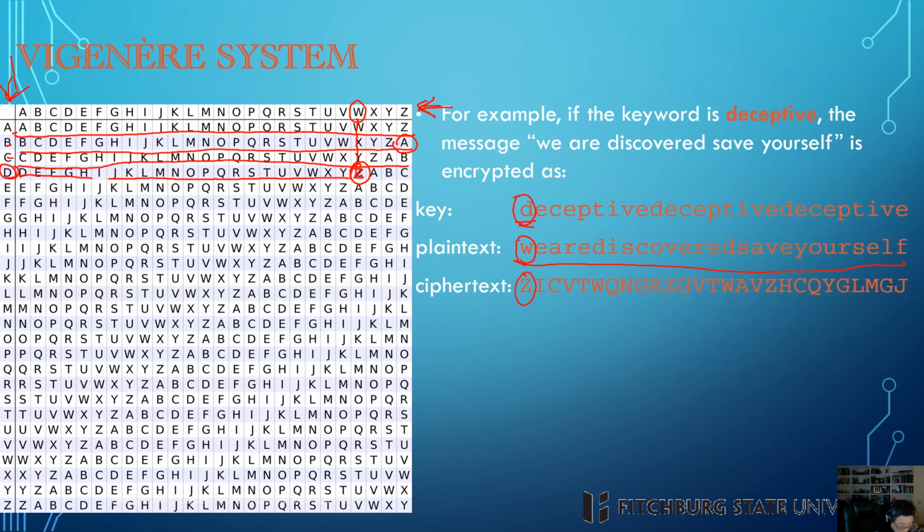Now let's pick another one. For example, let's say V. That's the key, right? The corresponding plain text is S. So what we're going to do is find the V, which is the key, and then find the S over here. And then we try to find the intersection of V and S, which is N. Okay, so that's the ciphertext.